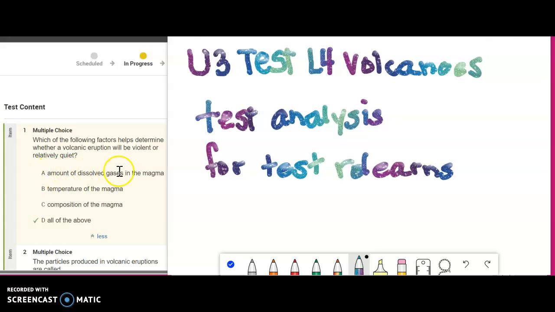A is the amount of dissolved gases. That sounds right. B, temperature of the magma. Well, that would cause it to explode too. That would build up some pressure. And composition of the magma. If it was made of something that easily heated up, that would make it more explosive. So if you see that you have an answer choice that's all of the above, that's usually your answer. And that's the case here.